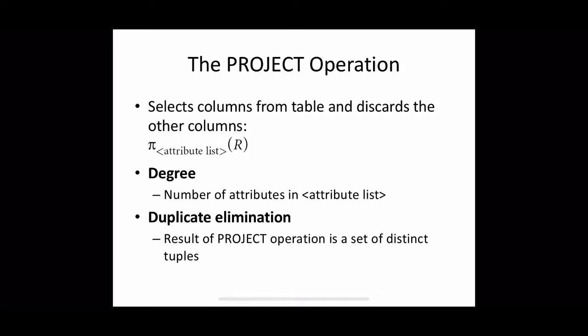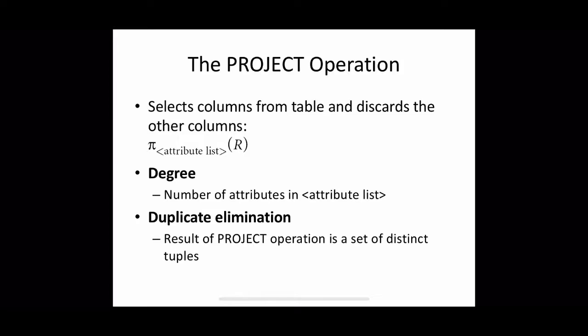So if you think of a relation as a table, the select operation chooses some of the rows from the table while discarding other rows, right? Whereas the project operation selects certain columns from the table and discards other columns. If we are interested in only certain attributes of the relation, we can just project those attributes alone. So we use the project operation.